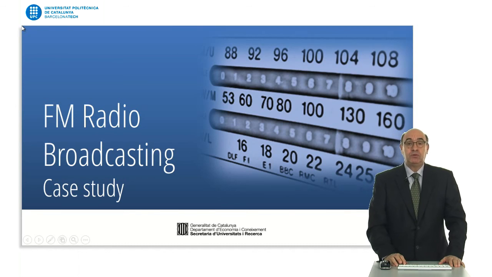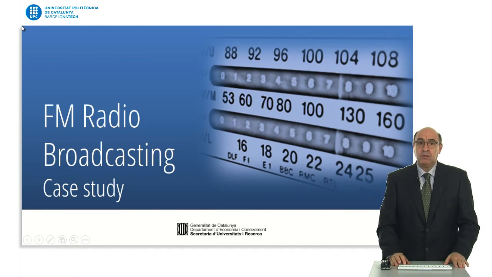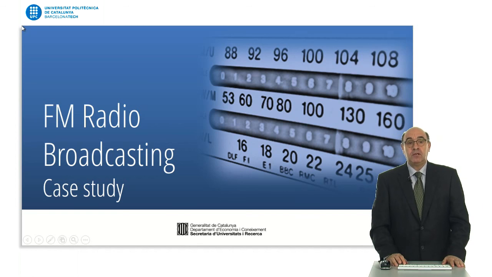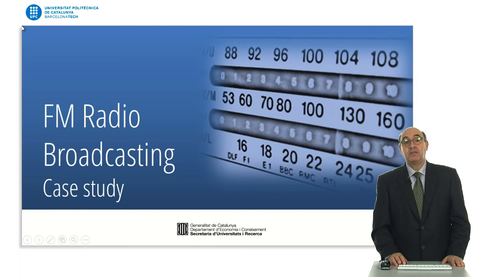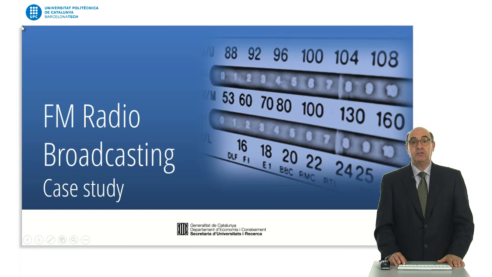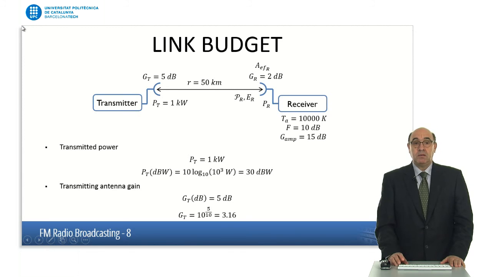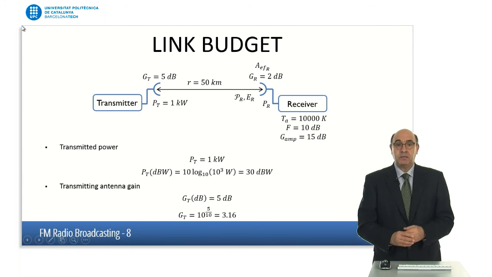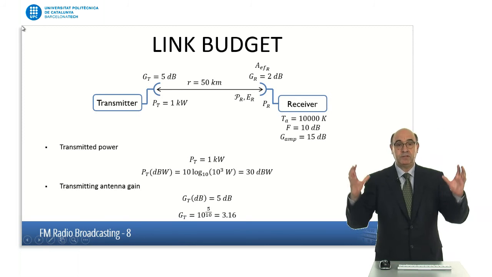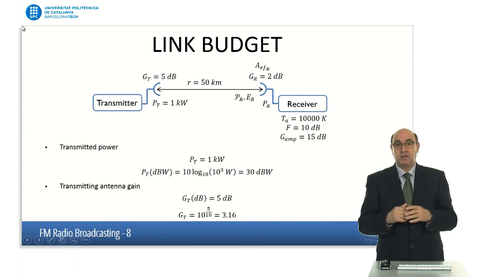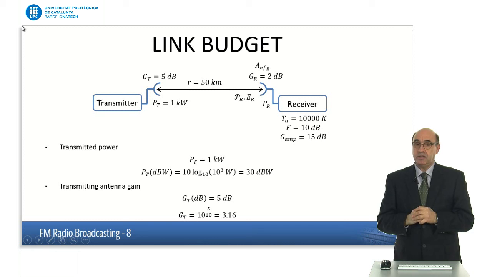We are now going to write all the parameters that allow us to write the link budget for this case, for the FM radio broadcasting case we are dealing with. This is just the basic schematics. We have the transmitter, we have the receiver, and the two antennas that are separated 50 kilometers in this case.